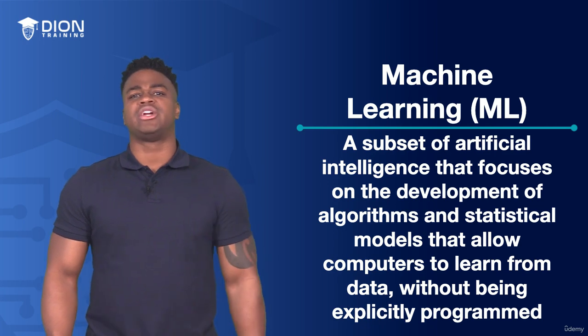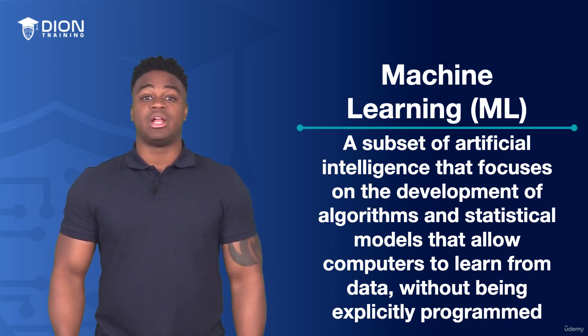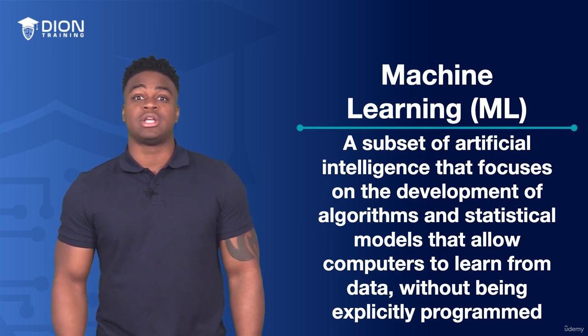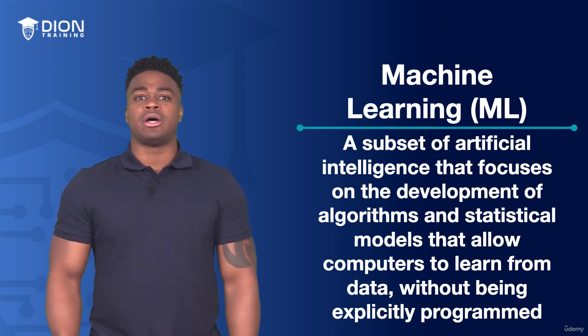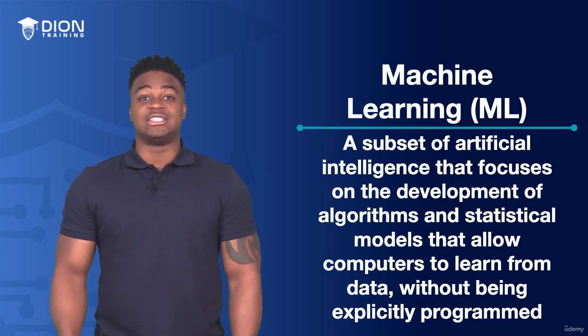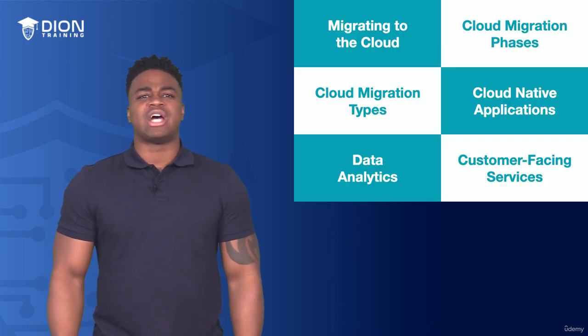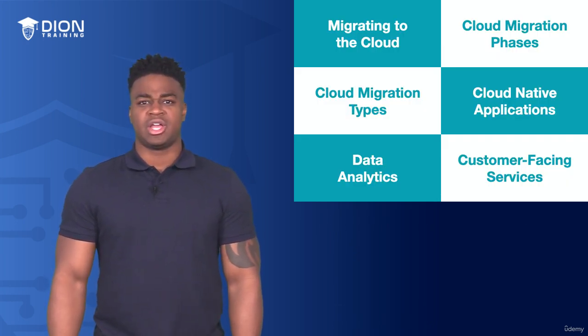Now, machine learning, or ML, is a subset of artificial intelligence that focuses on the development of algorithms and statistical models that allow computers to learn from data without being explicitly programmed. Machine learning algorithms are designed to automatically identify patterns and relationships in data, and then to use those patterns to make predictions or decisions. After that, we will dive into customer-facing services.